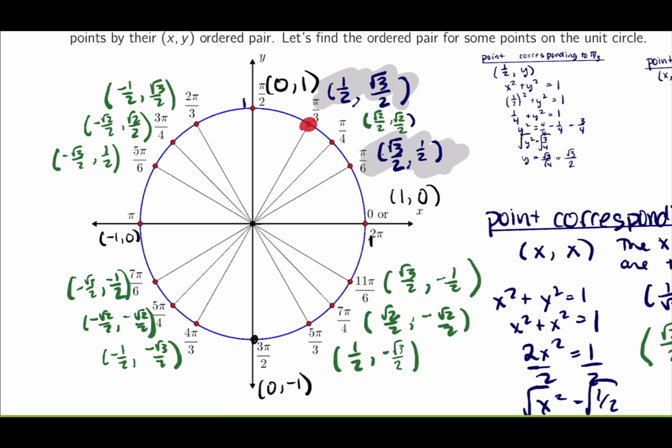Conversely, to get to the point pi over 3, I need to go over some, but then up a whole lot. So since my up is a lot bigger, that tells me that my y value needs to be the bigger number, meaning that root 3 over 2 is the y value. There's all sorts of other tricks you can use to be able to memorize these, a lot of mnemonic devices. So go ahead and do some Googling, search around, and see what is your favorite mnemonic device to remember these. Or create your own.